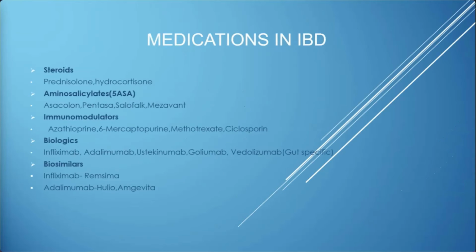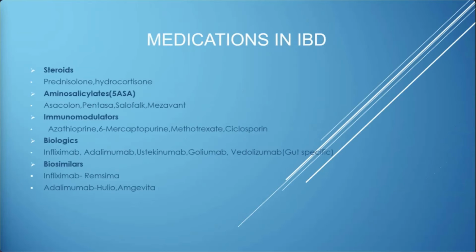These are the medications we usually use in inflammatory bowel disease, usually starting with steroids. We use prednisolone, hydrocortisone, budesonide and Cortiment. The 5-ASA group, we use Asacol, Pentasa, Salofalk and Mezavant.